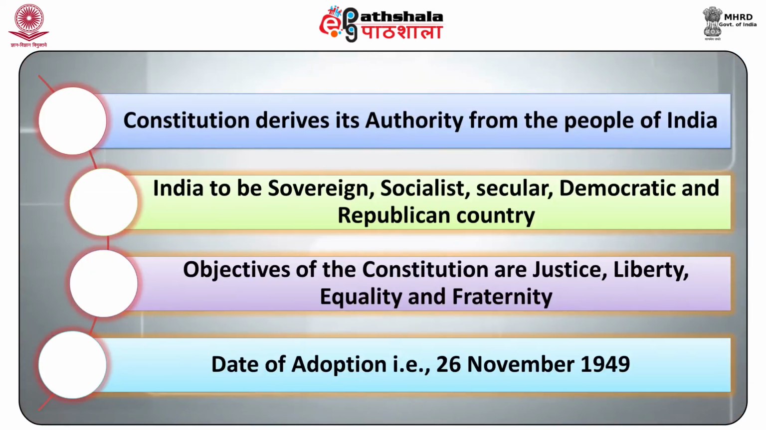The preamble reflects the philosophy as well as fundamental values of the Indian Constitution. It dwells upon the following 4 aspects. First, it mentions that the Constitution derives its authority from the people of India. Second, it declares India to be a sovereign, socialist, secular, democratic and republican country. Third, it clarifies the objectives of the Constitution are justice, liberty, equality and fraternity. And fourth, it states the date of adoption, that is 26th of November 1949.